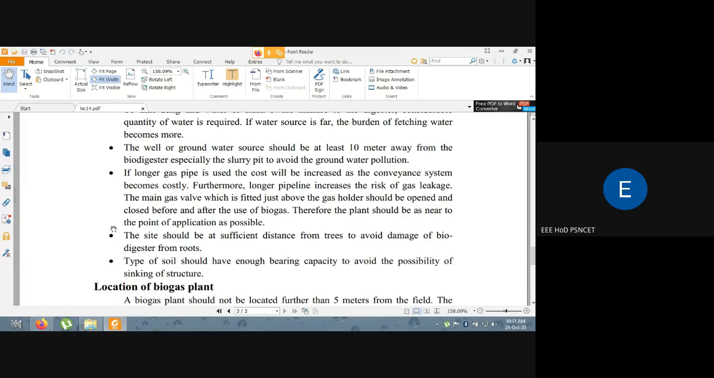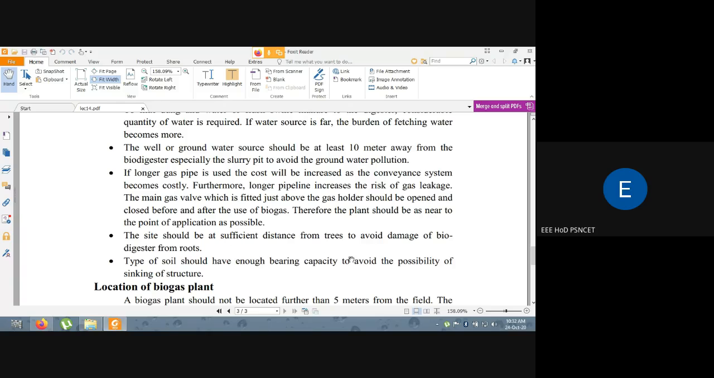As a property, the root of a tree tries to find water, so it may enter the digester by breaking the bricks. So we should avoid the presence of trees surrounding the digester. Around the digester, we should not have any trees. If we have trees, the roots can enter the digester, because we have water content inside it. Okay, so it may crack the bricks. If the digester walls are cracked, there will definitely be gas leakage. So we should avoid that.